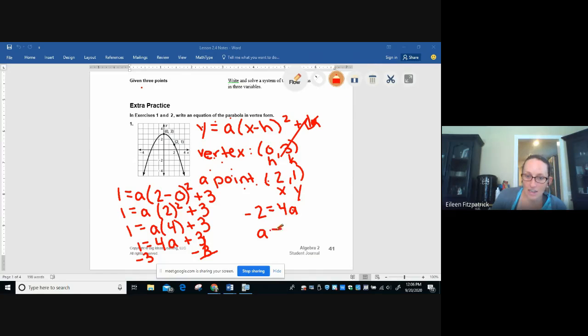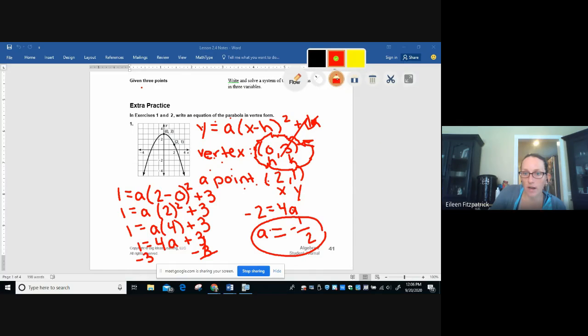All right, so A equals negative 1/2. Okay, after you find the A value and you were given the H and the K value, now you can write your final answer. Now you can write your equation. So your final answer is Y is equal to A, which is negative 1/2, X minus H, which is 0, squared plus 3.